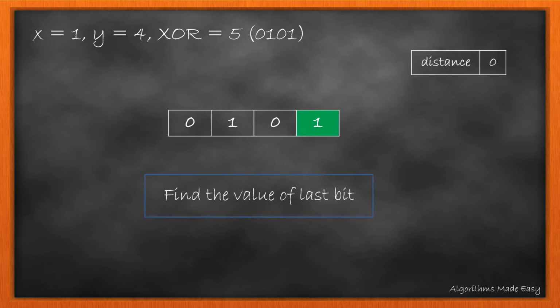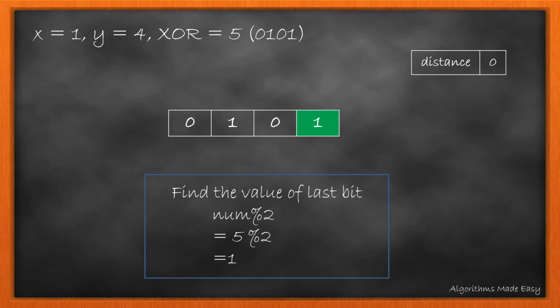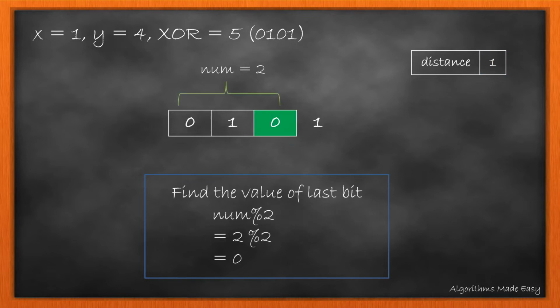We will first check whether the last bit is 0 or 1. To do so, we find num mod 2. As 5 mod 2 is 1, we increment the value of distance and then remove the last bit from the number by performing the right shift operation. The number now becomes 2.